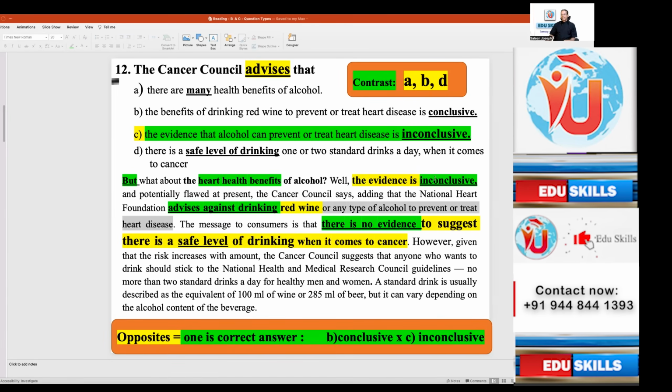So the heart benefits, the evidence is inconclusive. Again, you see the expression, the same inconclusive, synonymous language used, advises against drinking. There is no evidence to suggest a safe level of drinking. There is no evidence, advises against drinking. Everything says evidence is inconclusive. That's clear, right? Yes.